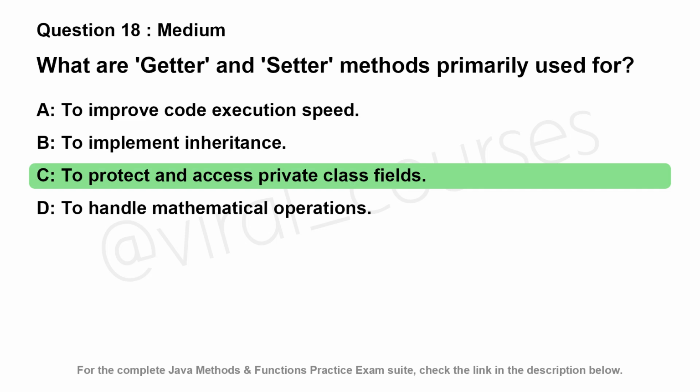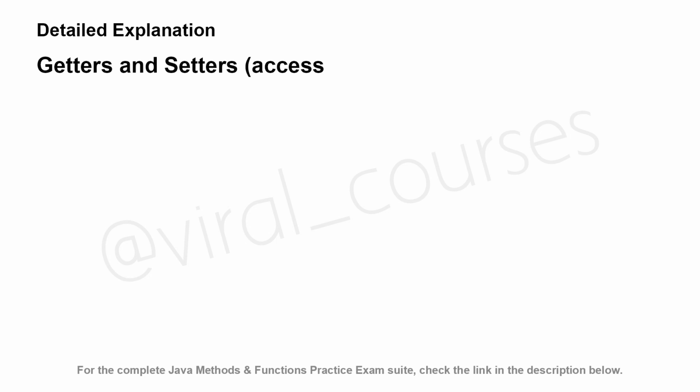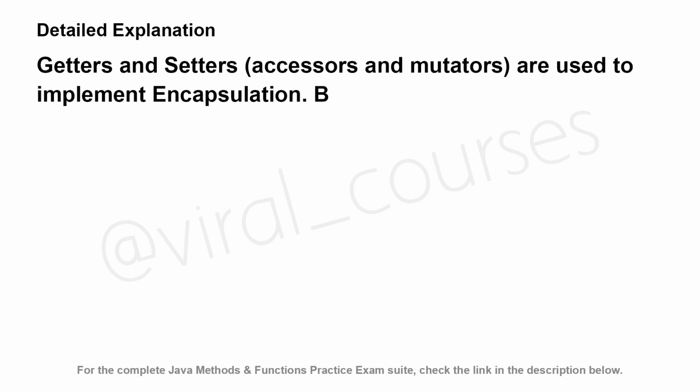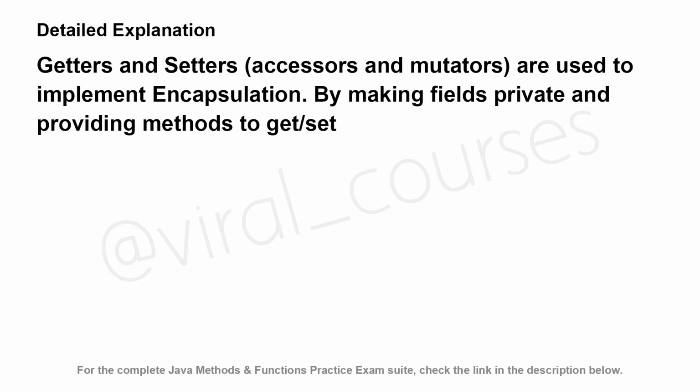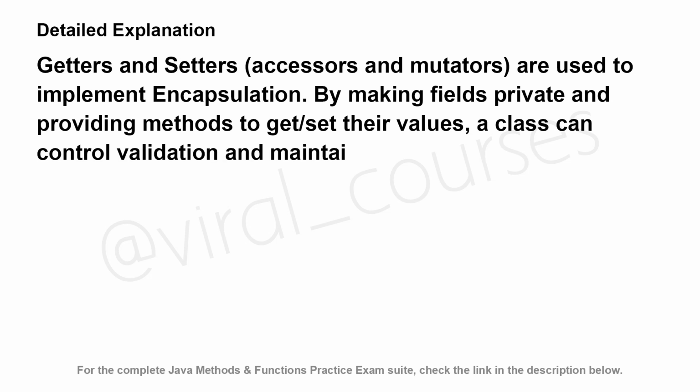The correct answer is C. Getters and setters, accessors and mutators, are used to implement encapsulation by making fields private and providing methods to get and set their values. A class can control validation and maintain its internal state safely.